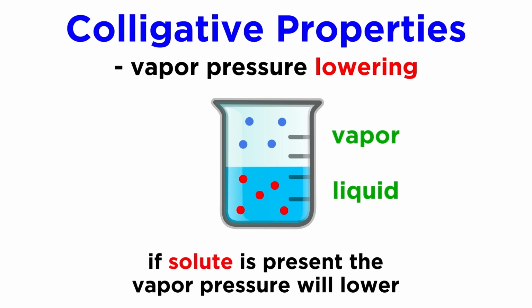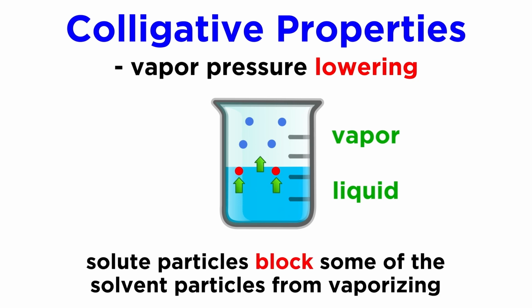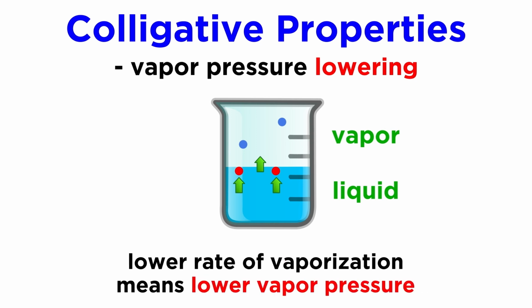This is why, if some non-volatile solute is added to this liquid to form a solution, the vapor pressure will be lowered. Solute particles will occupy some of the locations at the surface of the solution and will thereby slightly obstruct the ability of some particles to vaporize. If the rate of vaporization is reduced, there will be slightly fewer particles in the gas phase at any given time, resulting in a slightly reduced vapor pressure. This is why there are fewer particles in the gas phase now that solute is present.